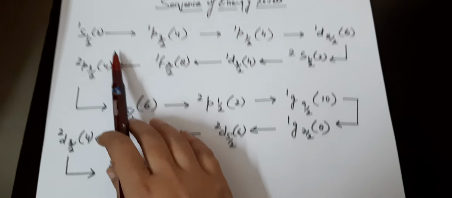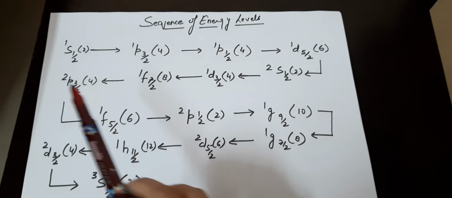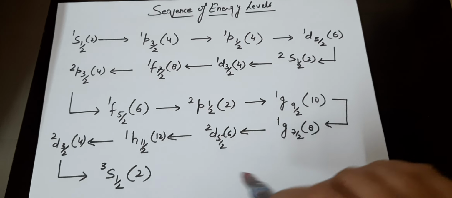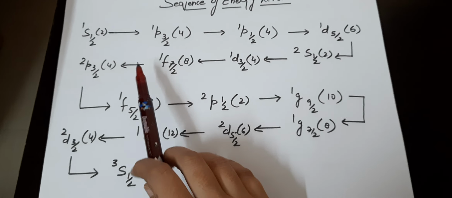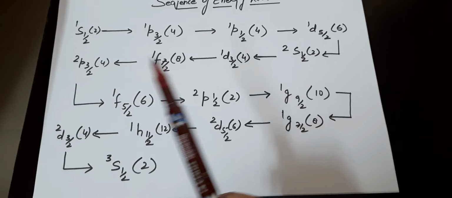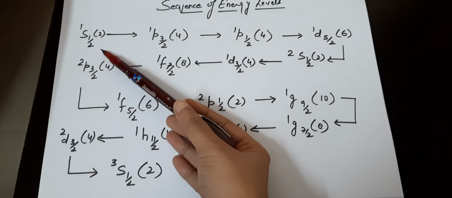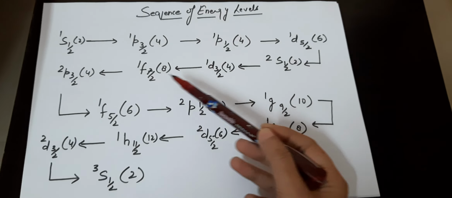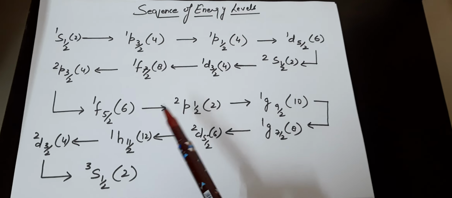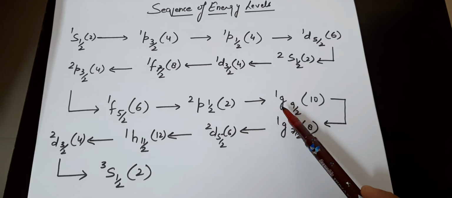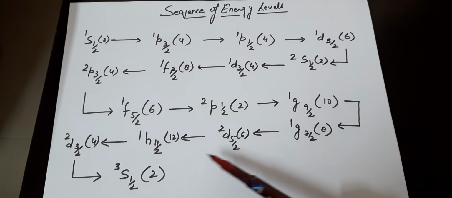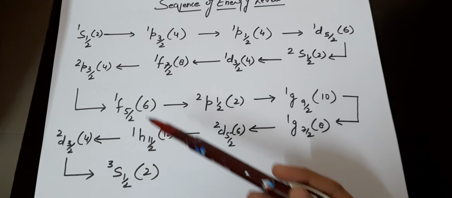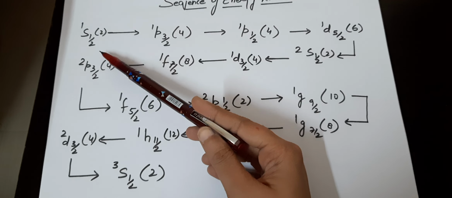These are the energy levels, meaning the filling of subshells of the nucleus of an atom. The filling of subshells is done in this way: S1/2, P3/2, P1/2, D5/2, S1/2, D3/2, F7/2, P3/2, F5/2, P1/2, G9/2, G7/2, D5/2, H11/2, D3/2, S1/2. And these are the respective numbers of nucleons.